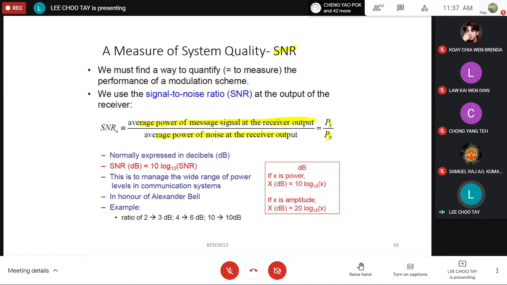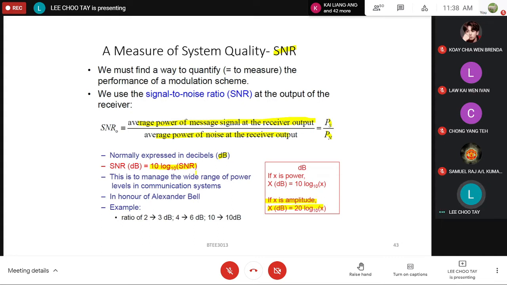Normally, the signal to noise ratio is expressed in the unit of decibel, dB. Just to recall, the signal to noise ratio in dB is equal to 10 log10 of the signal to noise ratio in the power domain, in the normal domain. Here I use 10 times log10 provided this is in power. If this is in amplitude, like voltage or current, then you have to do 20 log. So it depends on whether you are talking about power or amplitude. Normally we use power, so it is straight away 10 log.